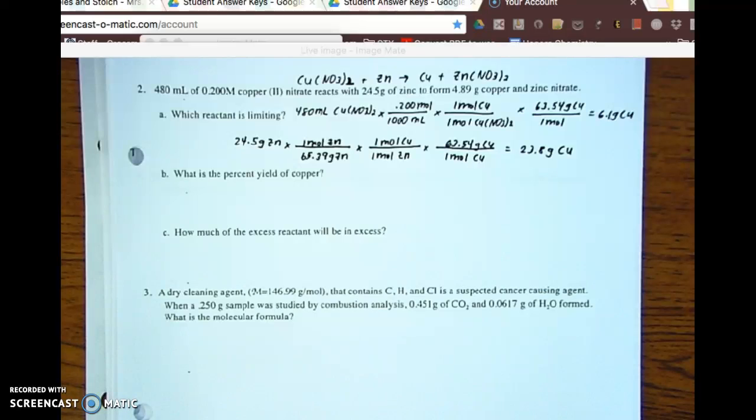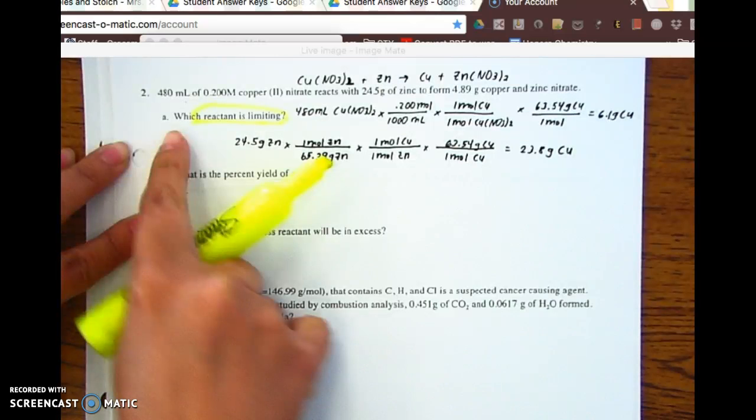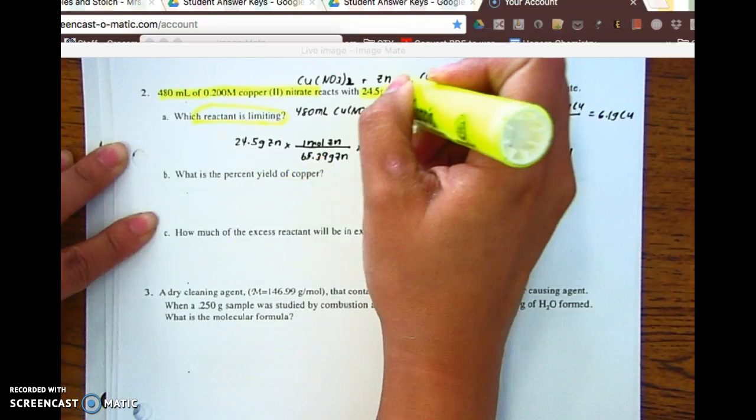Right, so for this problem over here, you're looking at a stoichiometry problem that involves limiting reactants. I already did part A right here because this is something I already created a screencast video for. It's how to find out which reactant is going to be limiting. I have 480 mL of 0.2 molar copper nitrate, and we have 24.5 grams of zinc.